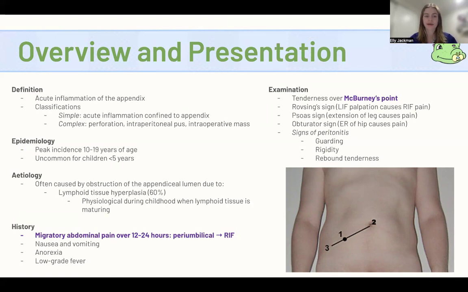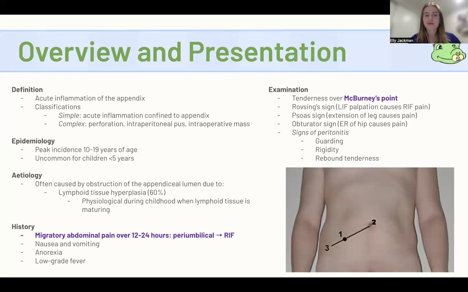It's often caused by obstruction of the appendiceal lumen. This causes stasis of the mucosal secretions within the appendix, which can then allow for bacterial multiplication and then local inflammation. And then this infection can spread transmurally, which causes the clinical symptoms of appendicitis.